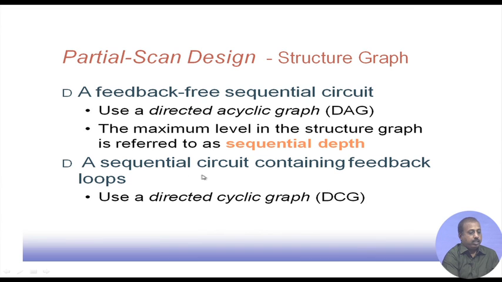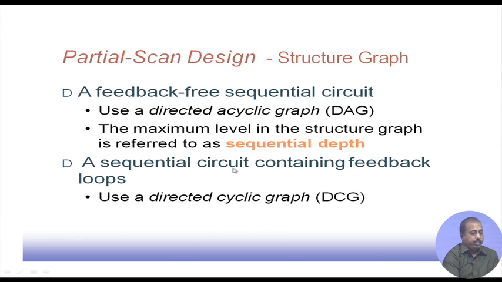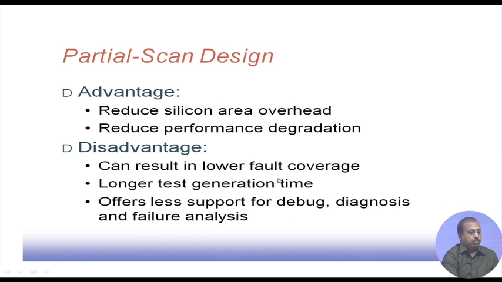This will happen if the sequential circuit is feedback free. If you look into this diagram, there is nothing from, say, flip flop 3 feeding back to flip flop 1. So, this graph is also a directed acyclic graph. There is no cycle in this graph. The other possibility is that a sequential circuit contains feedback loops. So, there may be feedback loops.